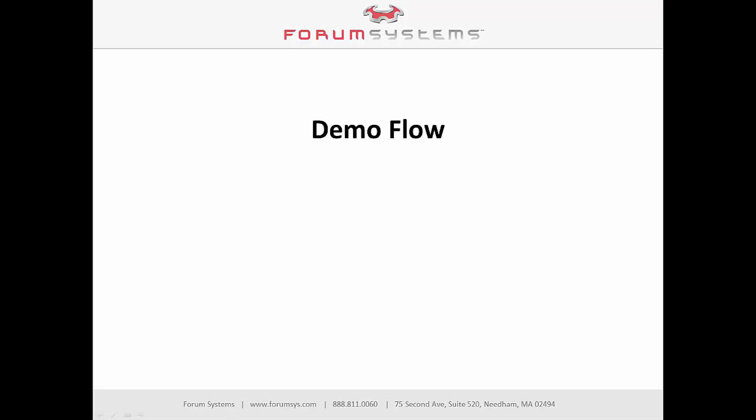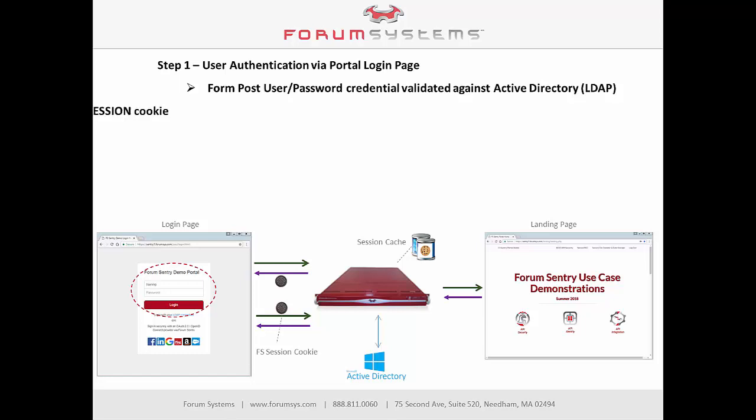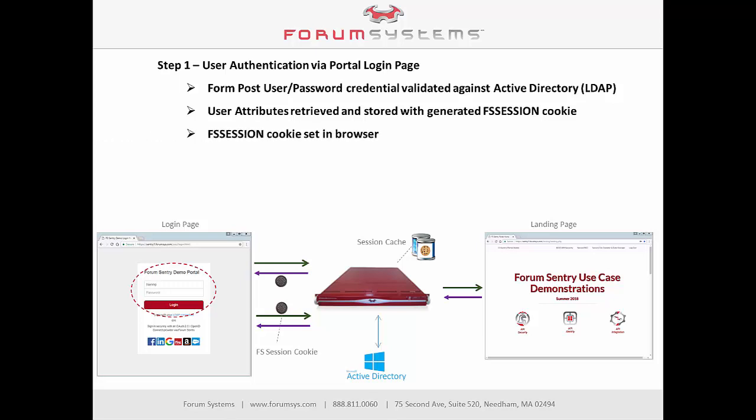Now let's review the SAML SSO scenario I'll be demonstrating. In this demo, the user will first authenticate to Sentry using a form post authentication from a login page. Sentry will validate the user and password credential using an Active Directory call. At the same time, Sentry will collect the user's email address from Active Directory. Sentry will then set an HTTP session cookie for the user and tie the user's email as well as other attributes to the cookie. After authenticating the user and setting the cookie, Sentry will redirect the user to a secure landing page, where the user can click links to access different applications without having to log into them individually.